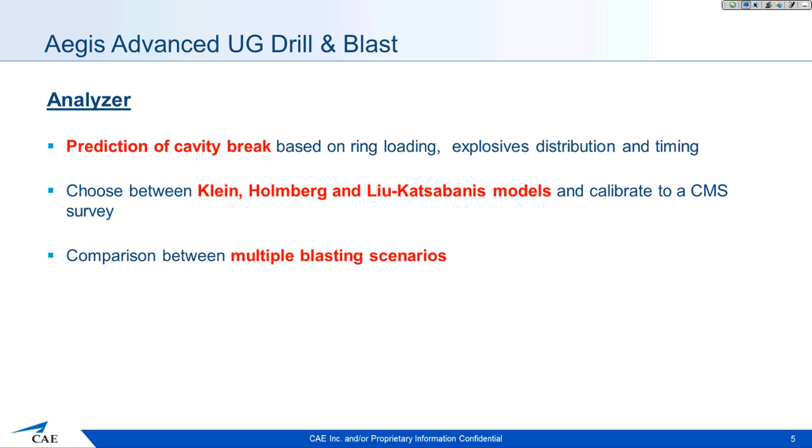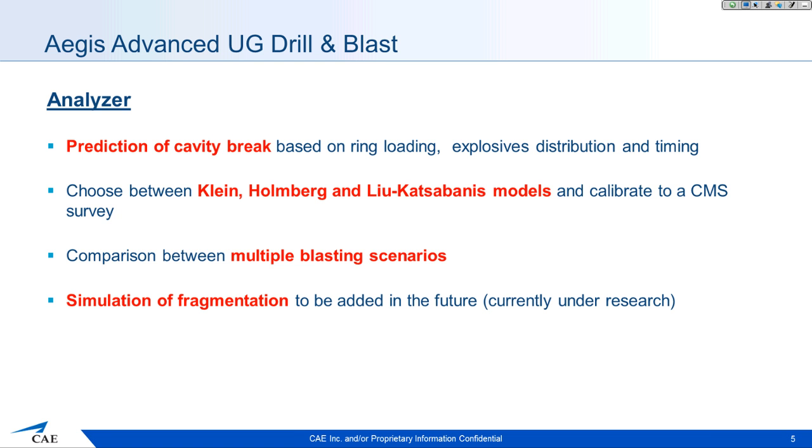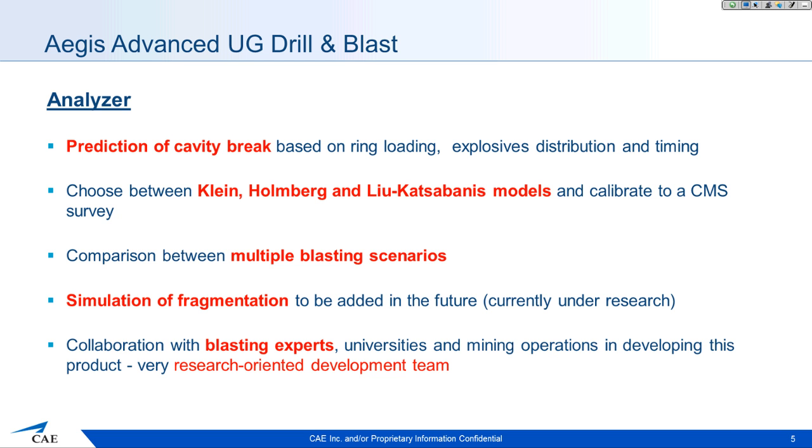And so this might help you to get a better handle on things like oversize or overblasting and underblasting. Really, it's a tool that's sort of been in the domain of the blasting experts until now, but now you can use it at your mine site quite easily. In the future, they're going to be looking at adding a simulation of fragmentation, and this is currently under research. And just on that research, Aegis is developed in collaboration with blasting experts, universities, and mining operations. So it's a very research-oriented development team. And I think you'll probably get that idea when you talk to Troy.